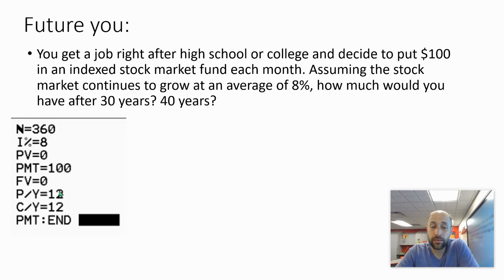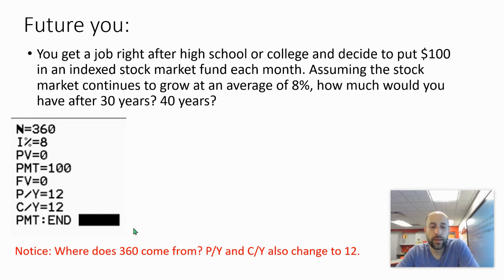So the payments are 12 payments per year, which is going to change the compounds to 12 per year as well. The capital N, remember capital N, is the compounding periods. So over the course of 30 years, 30 times 12 would be 360 compounding periods. That 360 comes from multiplying the 30, the number of years, times the number of compounding periods.